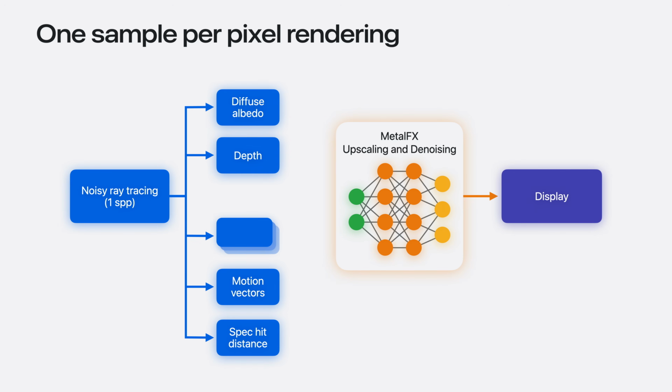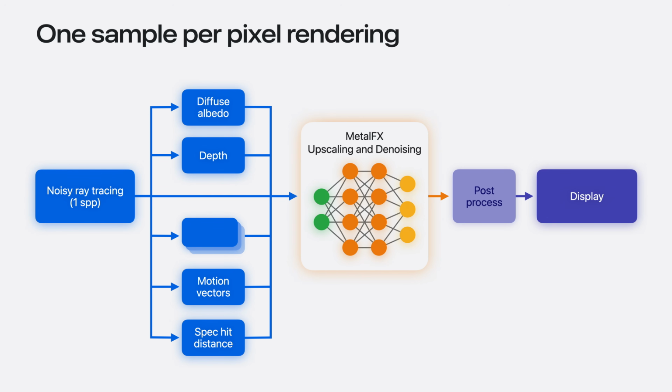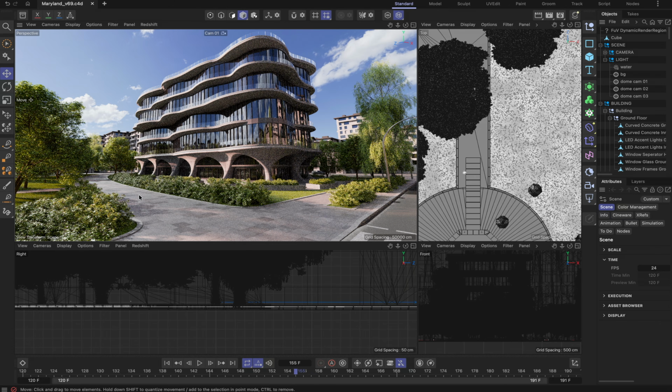You will need to generate a few extra auxiliary inputs, like diffuse albedo, depth, and a few others. Depending on your renderer, you might already have produced those. You feed all these inputs to MetalFX, which produces a beautiful denoised image. From there, you complete your pipeline with post-processing and displaying the output.